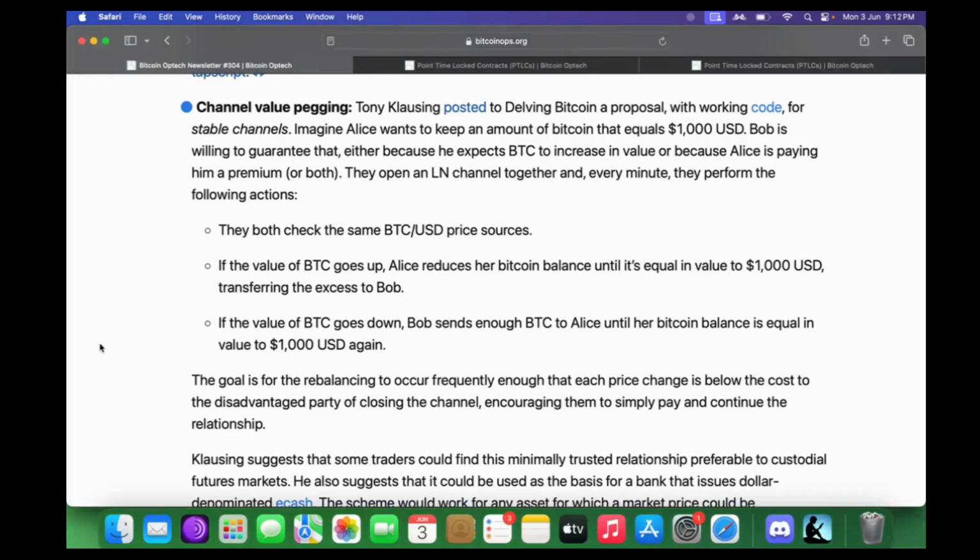Basically, Alice wants an amount equal to 1,000 USD, right? So in one case, Bob will have an excess of Bitcoin because the price has gone up, so he has accumulated some Bitcoin. The other case could be wherein he might have lost Bitcoin because the price has gone down and he has to supply Bitcoin from his side. And in that case, he will expect some payment.